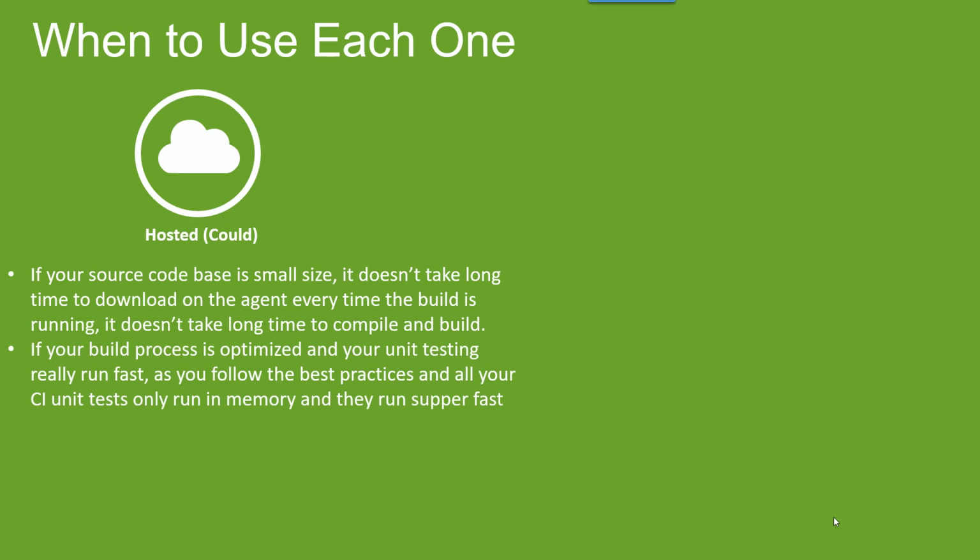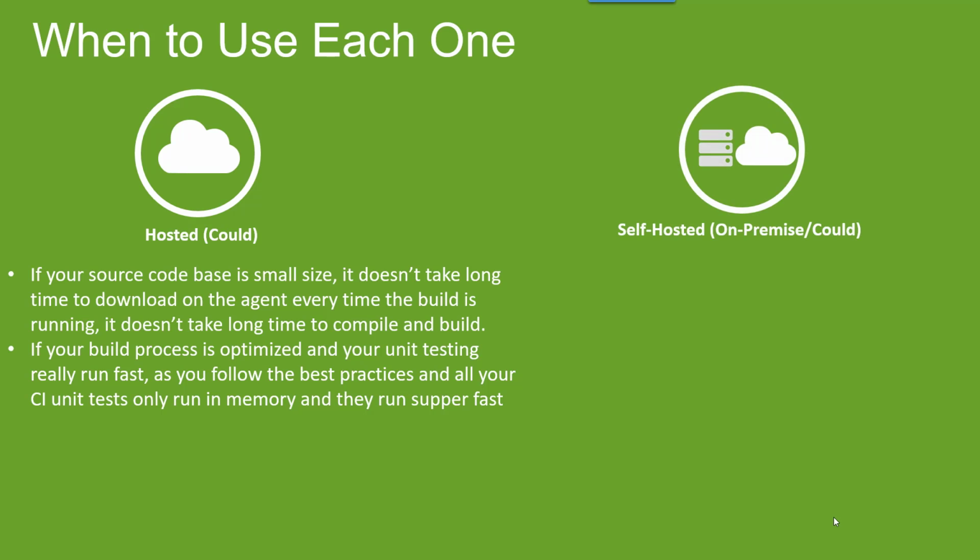If your build process is optimized and your unit tests really run fast, for example, you follow the best practices for CI and all your unit tests run in memory, so they just run very fast. The self-hosted agent, when to use it?